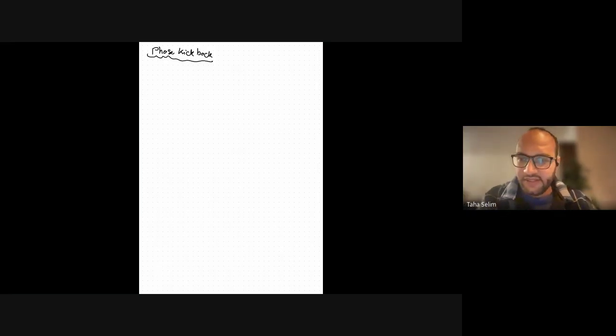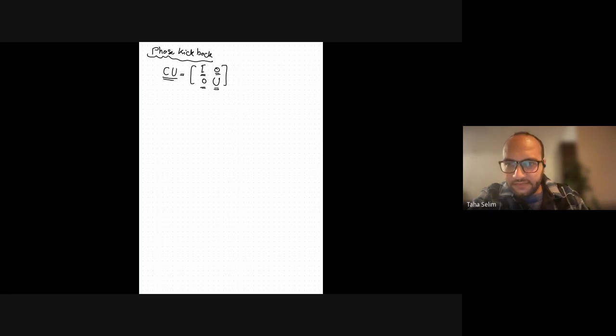Okay, let's summarize it quickly. The phase kickback is a quantum phenomenon that occurs when a controlled operation changes the phase of the control qubit. So I can have a control matrix, which will be identity, 0, 0, and matrix U. And this is a 4 by 4 matrix. This is why I make here this double bar. It means that I have a 2 by 2 matrix. So it's a matrix, it is not a number.